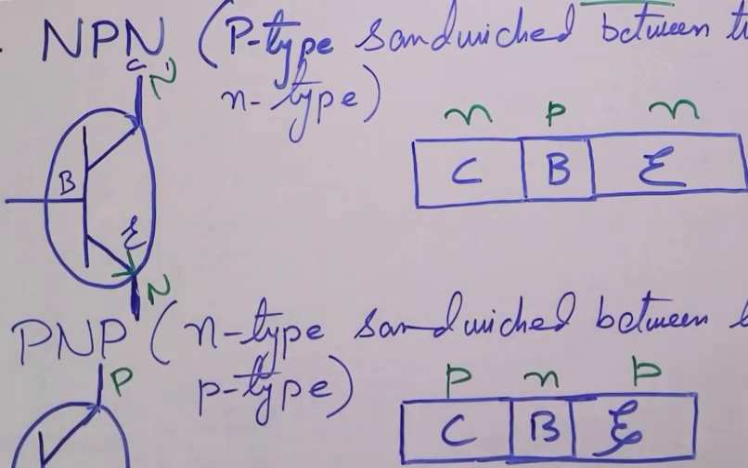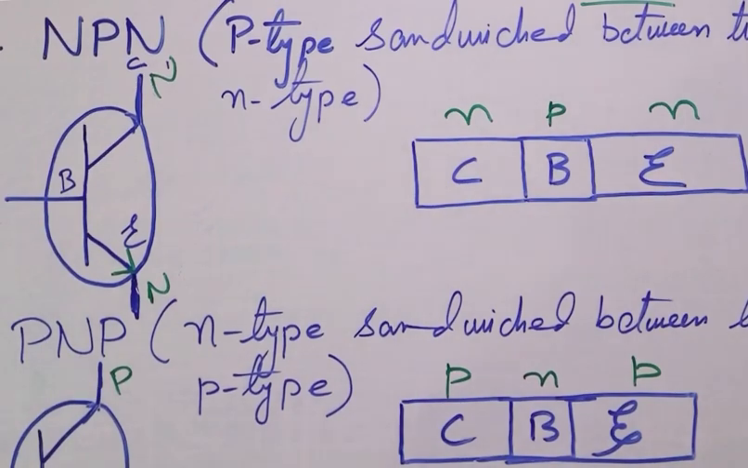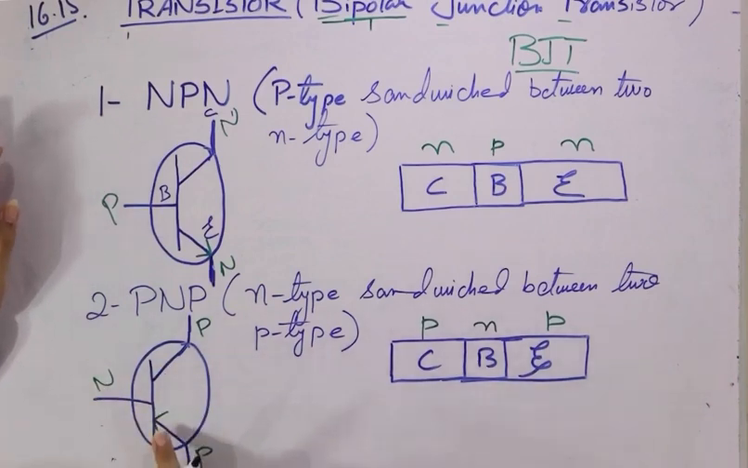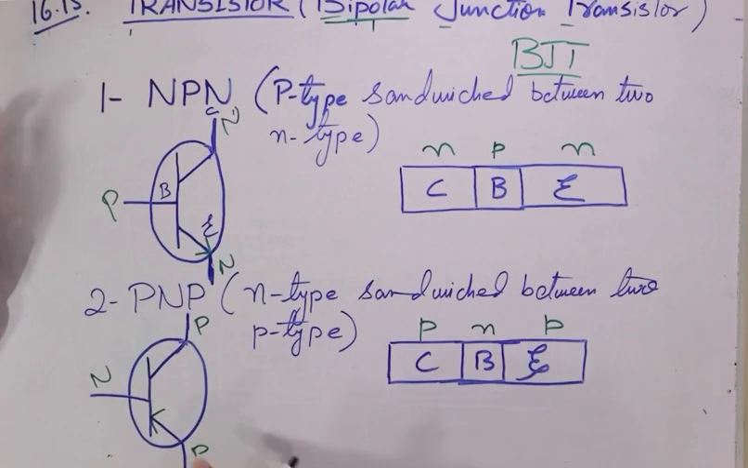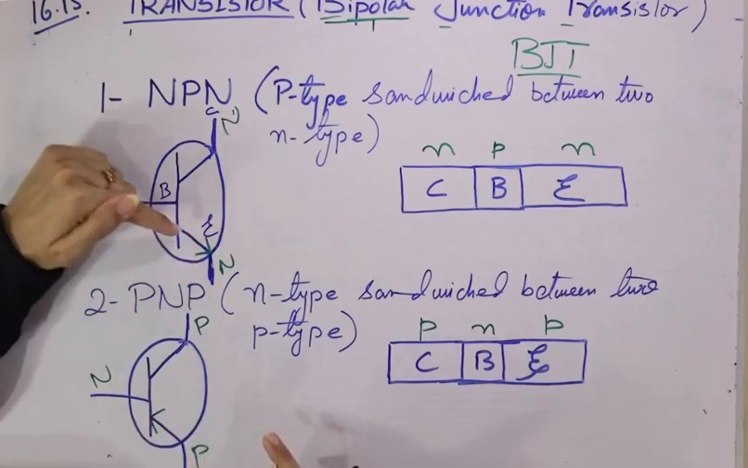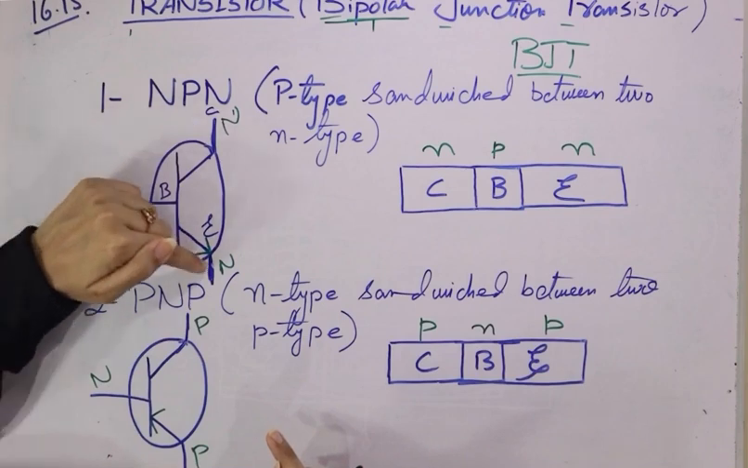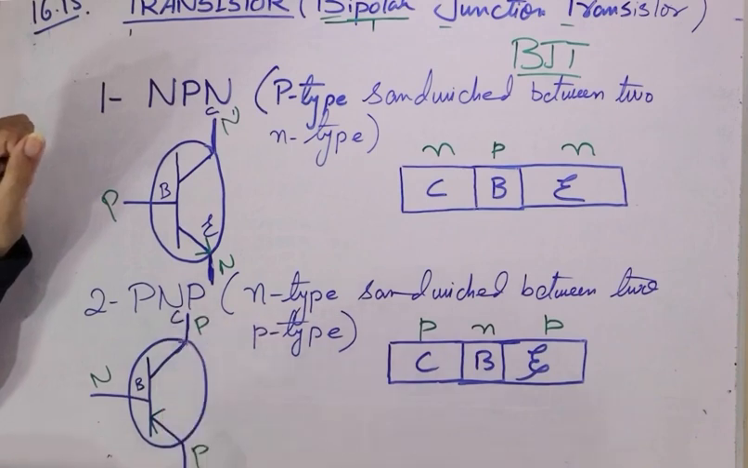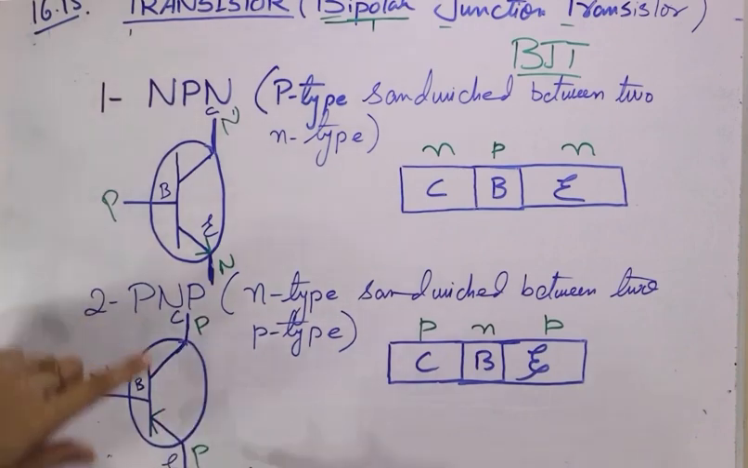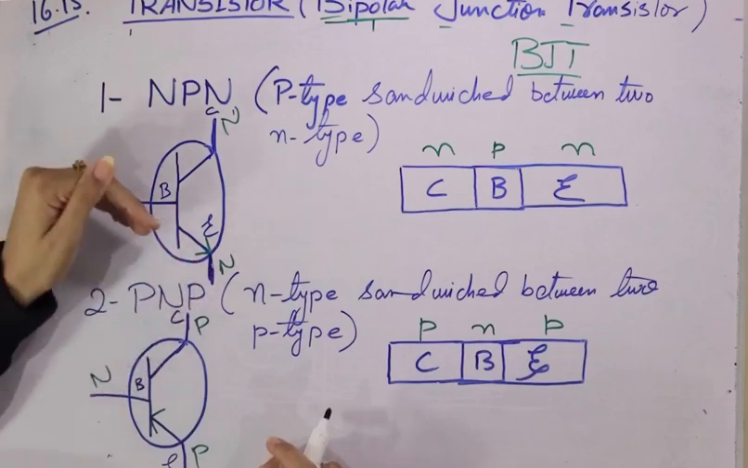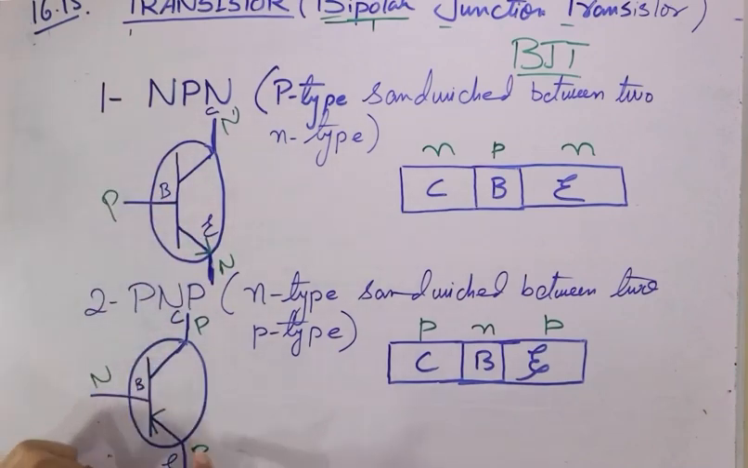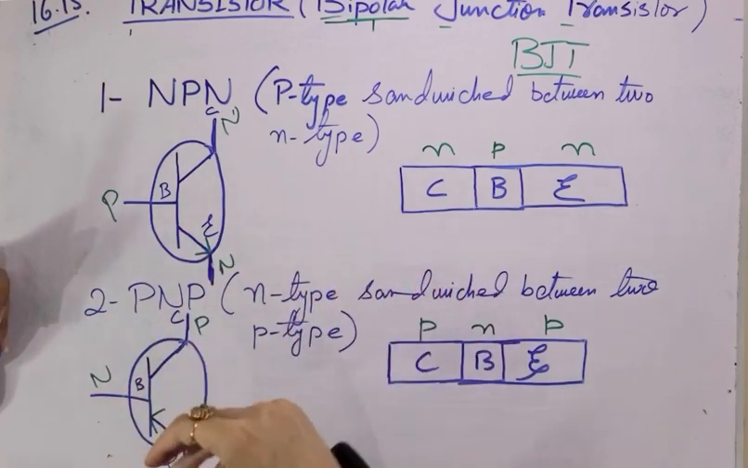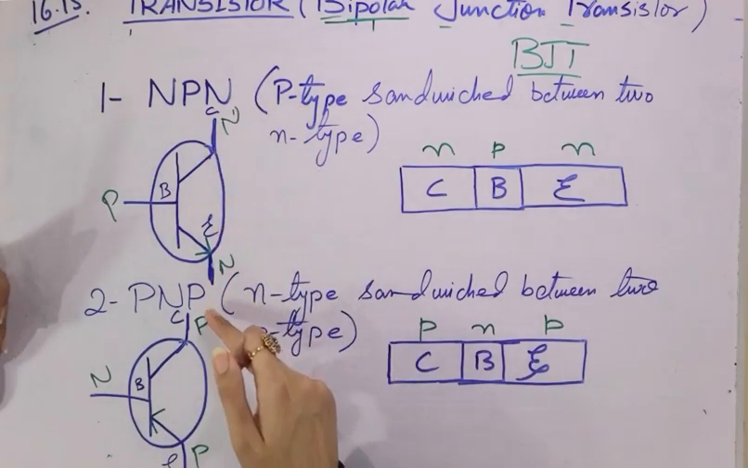Because if we see in our PNP transistor symbol, for PNP the arrowhead is towards the base, while for NPN it is outside, away from the base. Again, let me denote, this is our base, this is our collector, and this is our emitter. So for NPN the arrowhead is away from the base, and for PNP the arrowhead is towards the base. This is the way to identify which transistor is placed in our circuit, whether NPN or PNP. Which thing determines? The arrowhead.